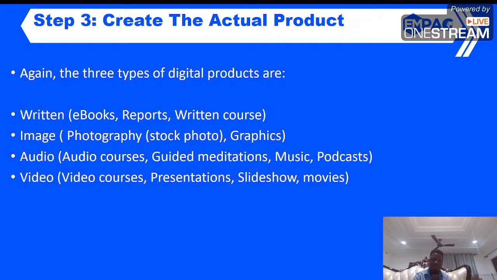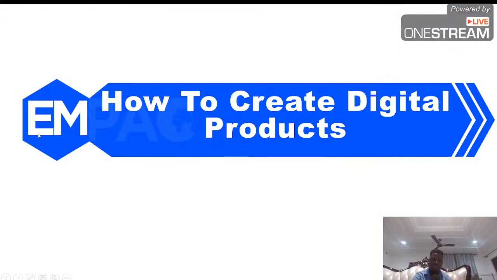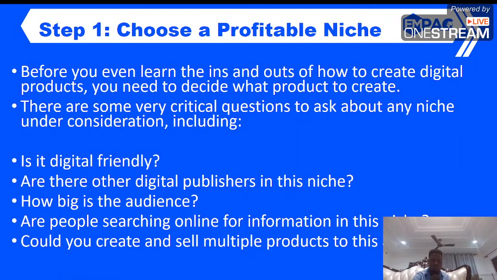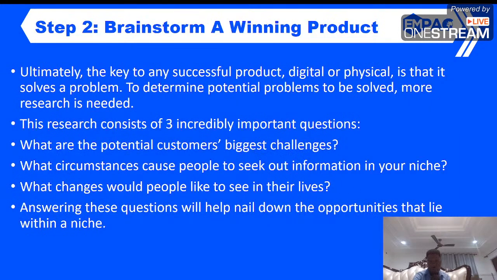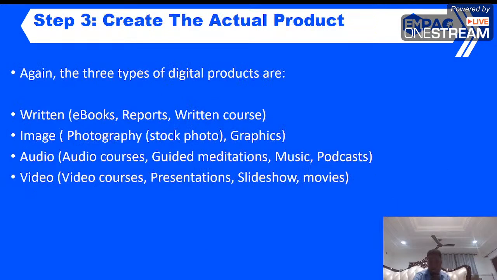Again, the 3 types of digital products are written, audio, and video. I have image here as in photography, stock photos and graphics. We'll be looking at it exclusively. So we are talking about written, audio, video, but we'll be talking about image products exclusively as well. What we looked at was how to create a digital product. We said choose a profitable niche, brainstorm a winning product, then go ahead and create the product.